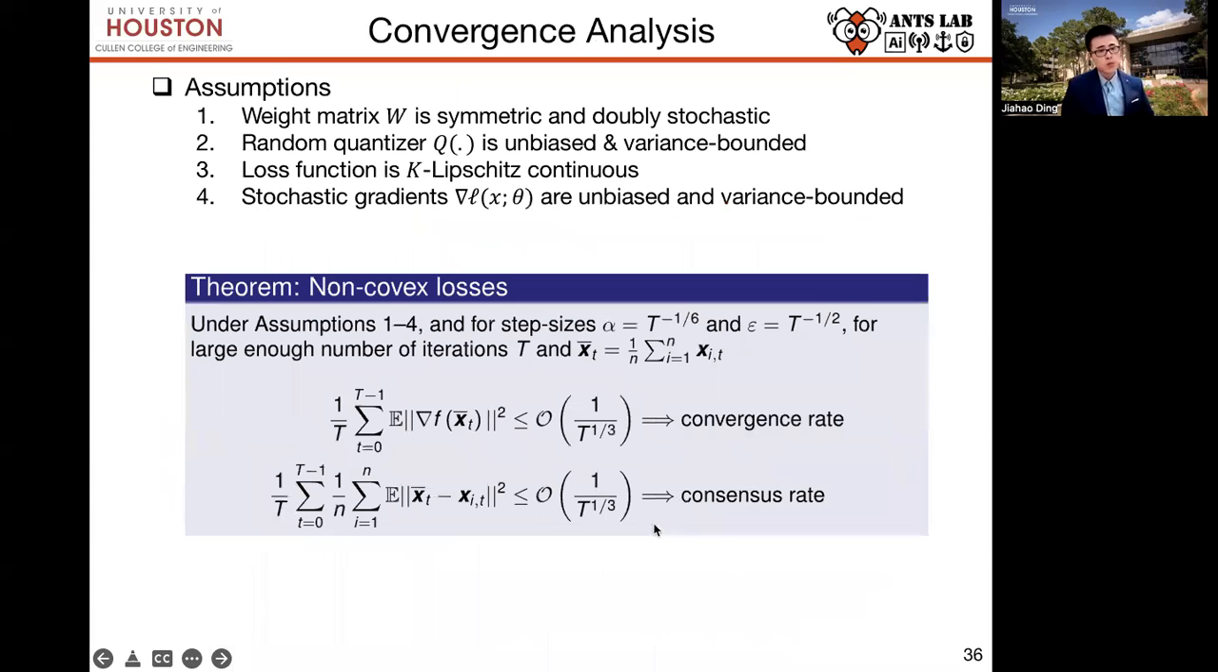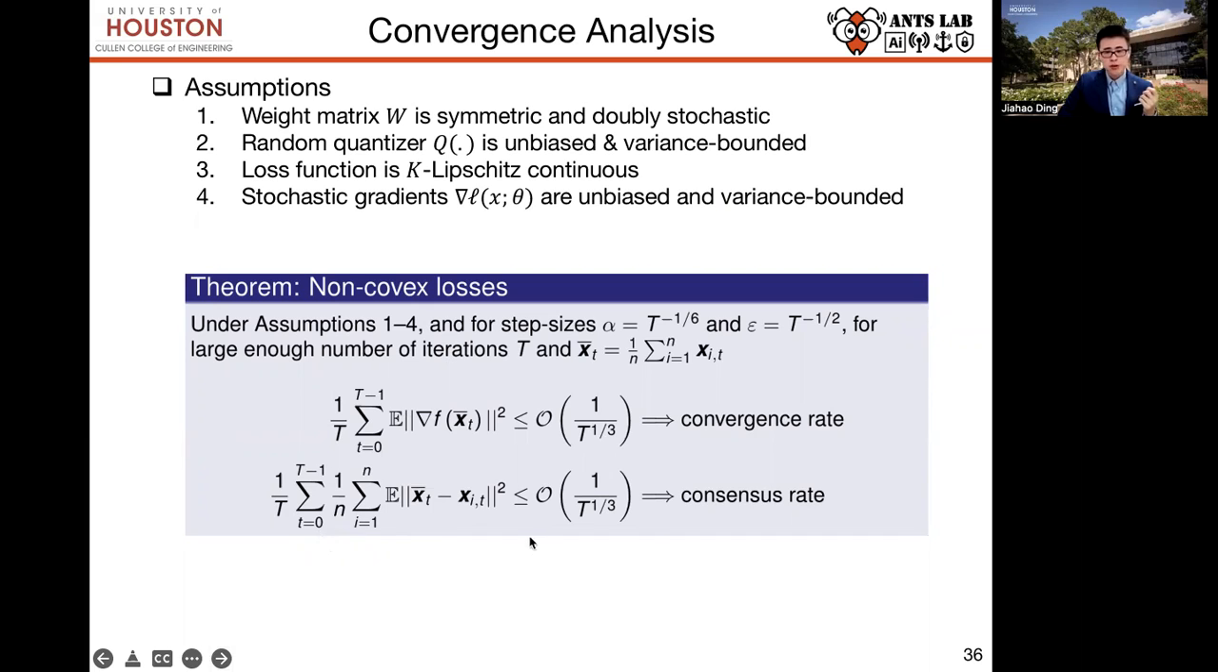So here we show the convergence analysis of our algorithm. We first give four assumptions. The first one is that the communication matrix is symmetric and doubly stochastic, and the random quantization Q is unbiased and variance bounded. The loss function is k-Lipschitz continuous, and the stochastic gradients are unbiased and variance bounded.